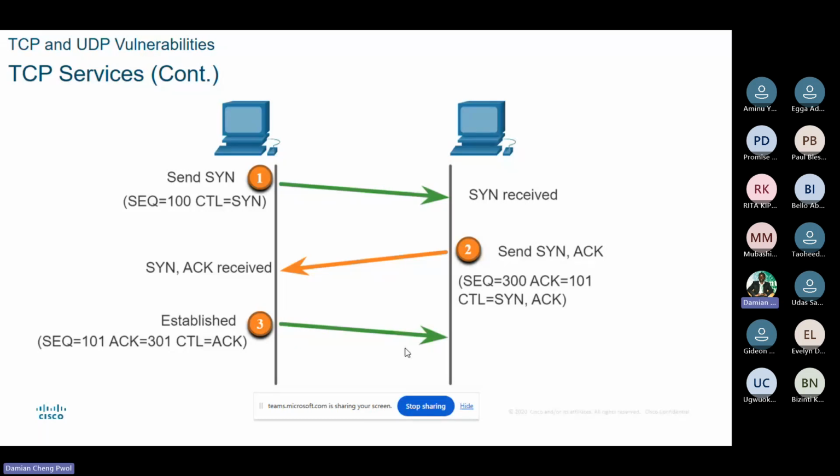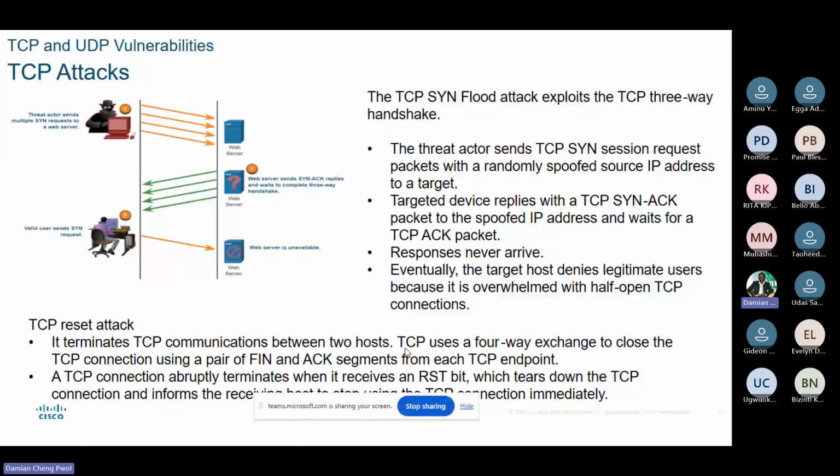So what do attackers do? They take this three-way handshake. The TCP SYN flood attack exploits the TCP three-way handshake. So there's what we call TCP SYN flood. Like this guy, this is the attacker. He pretends to be the legit guy.